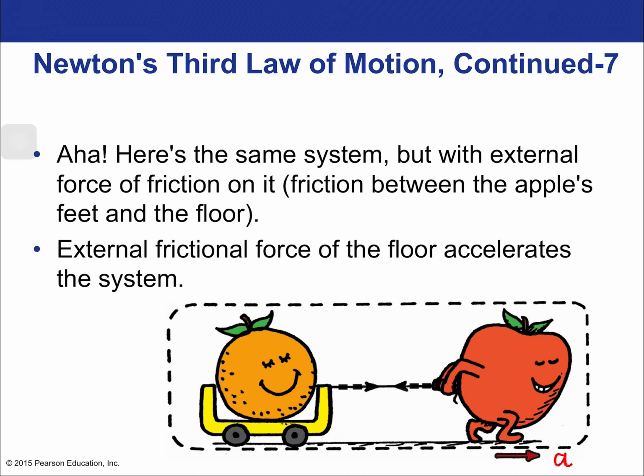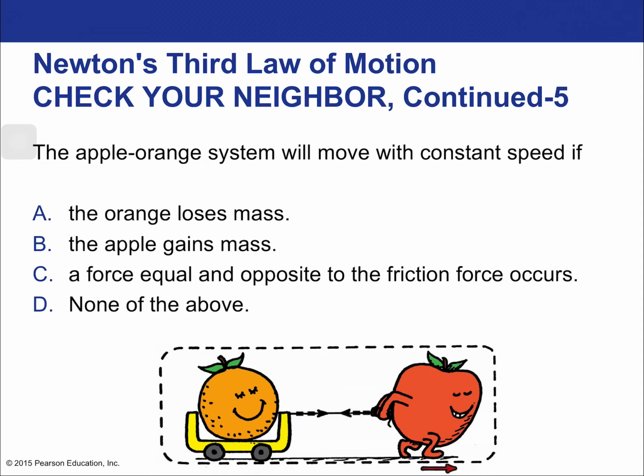Okay? We have an F equals ma. F net, because here the net force is not zero. So that apple-orange system will move with constant speed if what? How could we get rid of that acceleration, in other words? Let's take it one step further. How could we get rid of the acceleration of the apple-orange system?